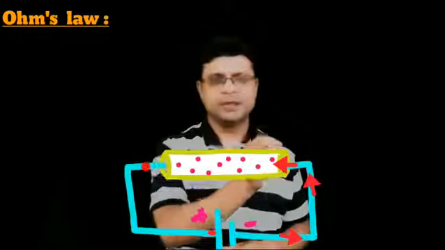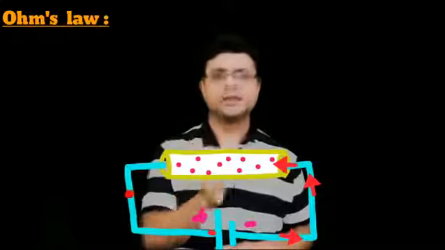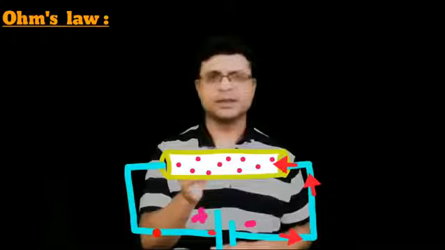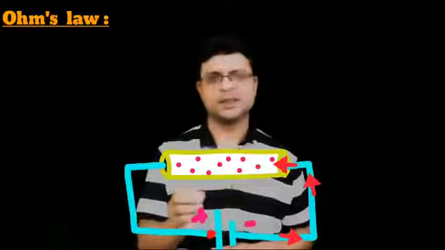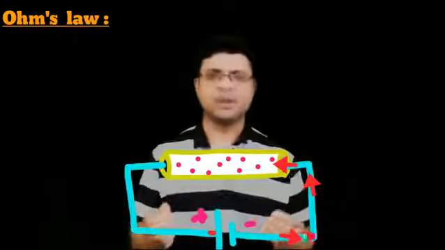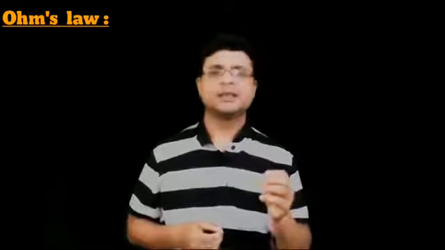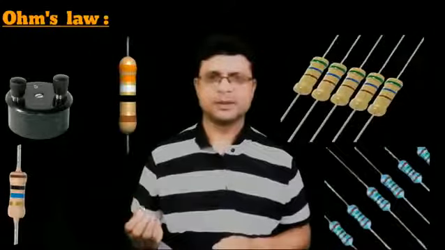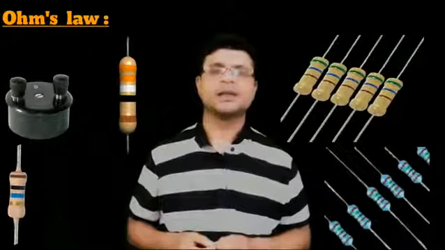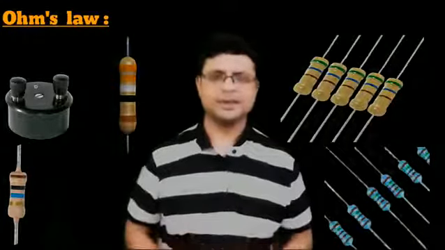Alright, so if the number of collisions increases, then resistance also increases. If collision is less, resistance is less. This is the simple thing about resistance. Alright, we want to see how the resistance looks in the laboratory. We do not say the name of the device is resistance. The name of the device is called resistor. Here you can see some examples. These resistors are used in the laboratory to find the resistance.